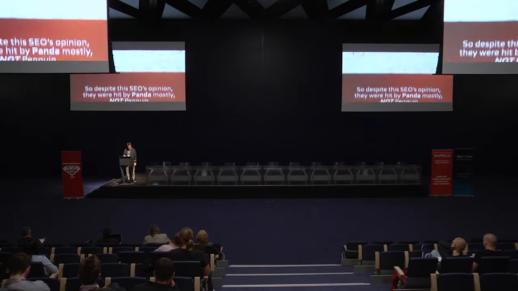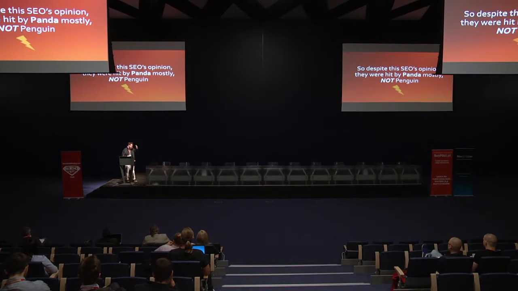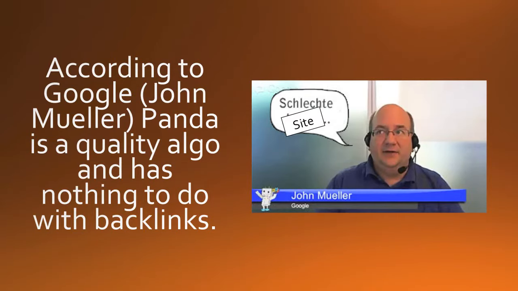And plus, I had about 4 or 5 clients similar to this, which had Panda problems and went down on that date. And I had 4 or 5 clients that previously had Panda problems that went up on that date. So this is just my anecdotal opinion. However, it was Panda. Despite this SEO, who vehemently argued with me that it's Penguin, it has to be Penguin, it was not Penguin. According to John Mueller, who works at Google, Panda is a quality algorithm and has nothing at all to do with backlinks.